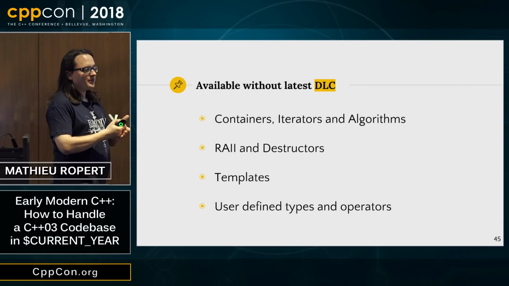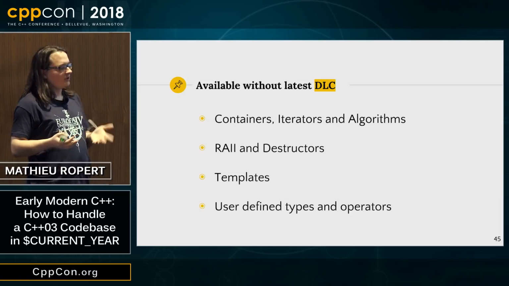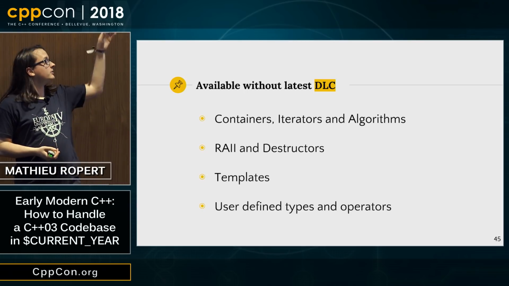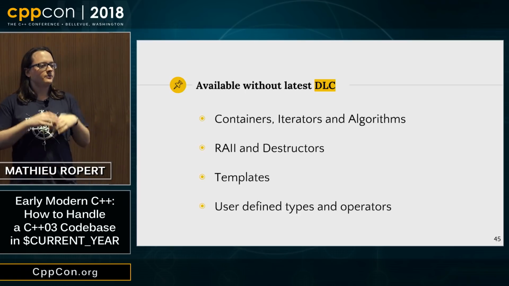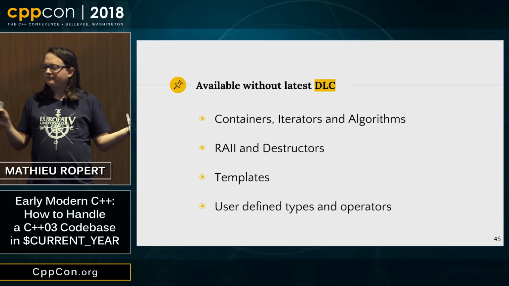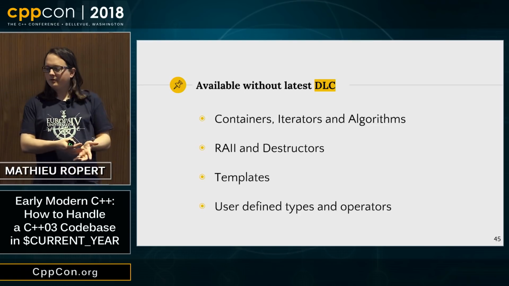All right, because there's a bunch of things that you can actually do without C++11. Containers, iterators, algorithms, everything. Containers, iterators, and algorithms date back from the STL. You have them in 98, you have them in C++03. RAII and destructors are a basic feature of the language.